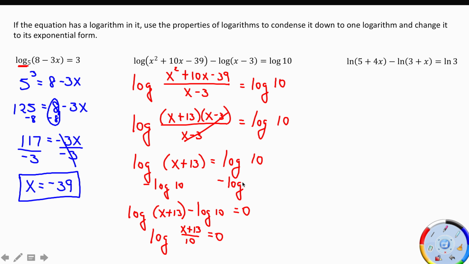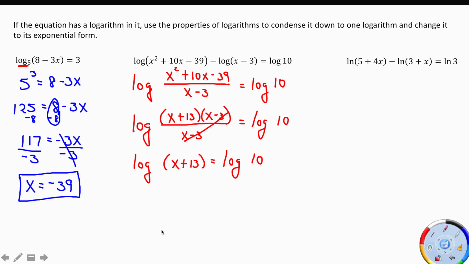Or, let's go way back up here. Or, we could recognize, like we mentioned earlier, from right at the start, that log with base 10 of 10 is 1. And then right here, I'm already at that point where I could say, okay, 10 to the 1 equals x plus 13 because I have one logarithm, right?